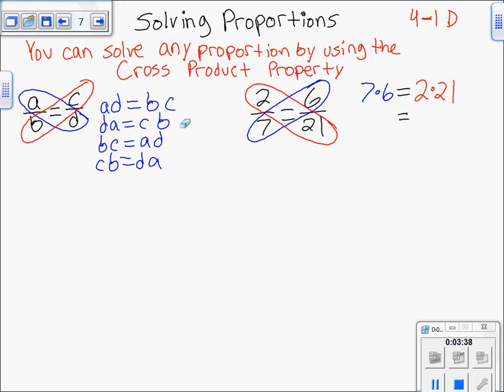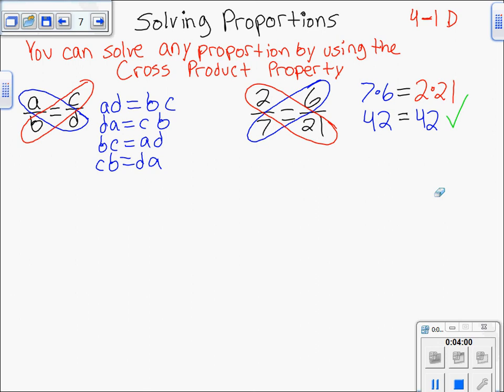On the left side, we have 7 times 6. Well, 6 times 6 is 36. We add another 6 to that. So 7 times 6 is 42. 2 times 21: 2 times 20 is 40, 2 times 1 is 2, and 40 and 2 give you 42. So you have 42 equals 42. And you ask yourself, is that a true statement? This is kind of like checking your answer almost.